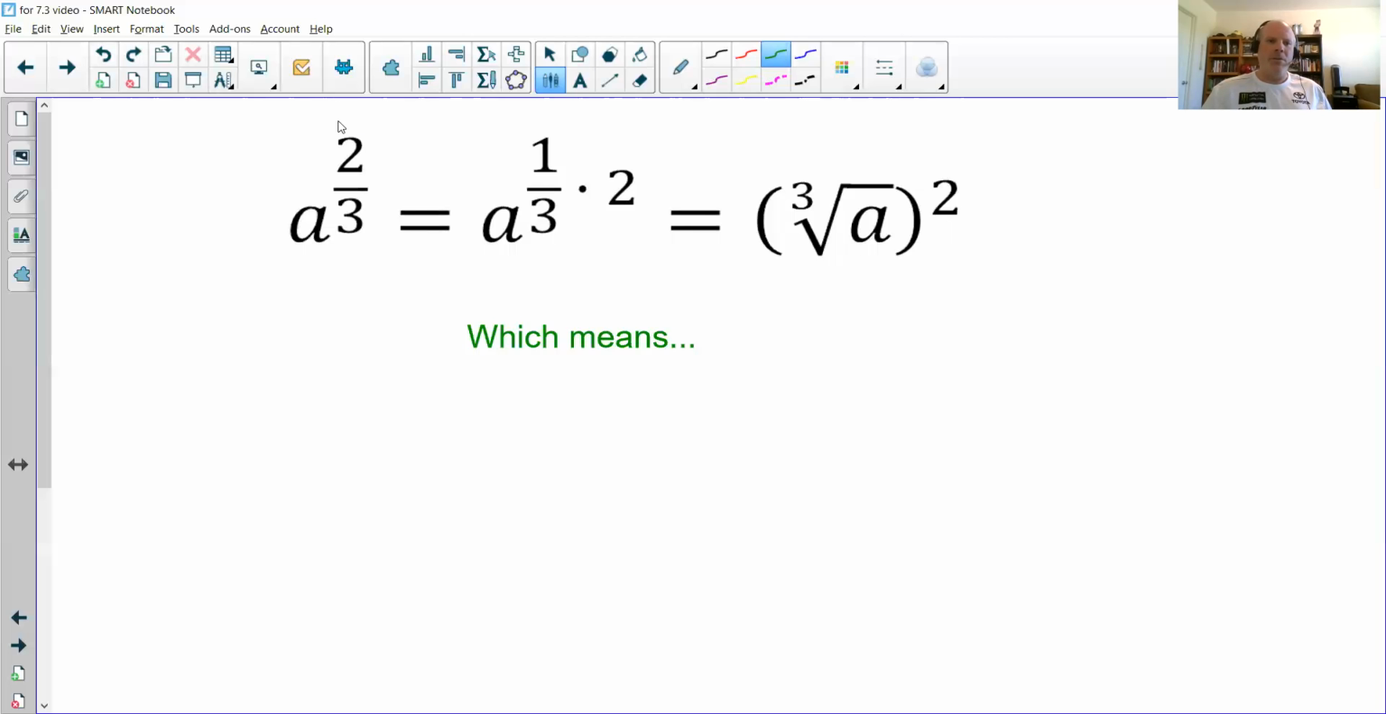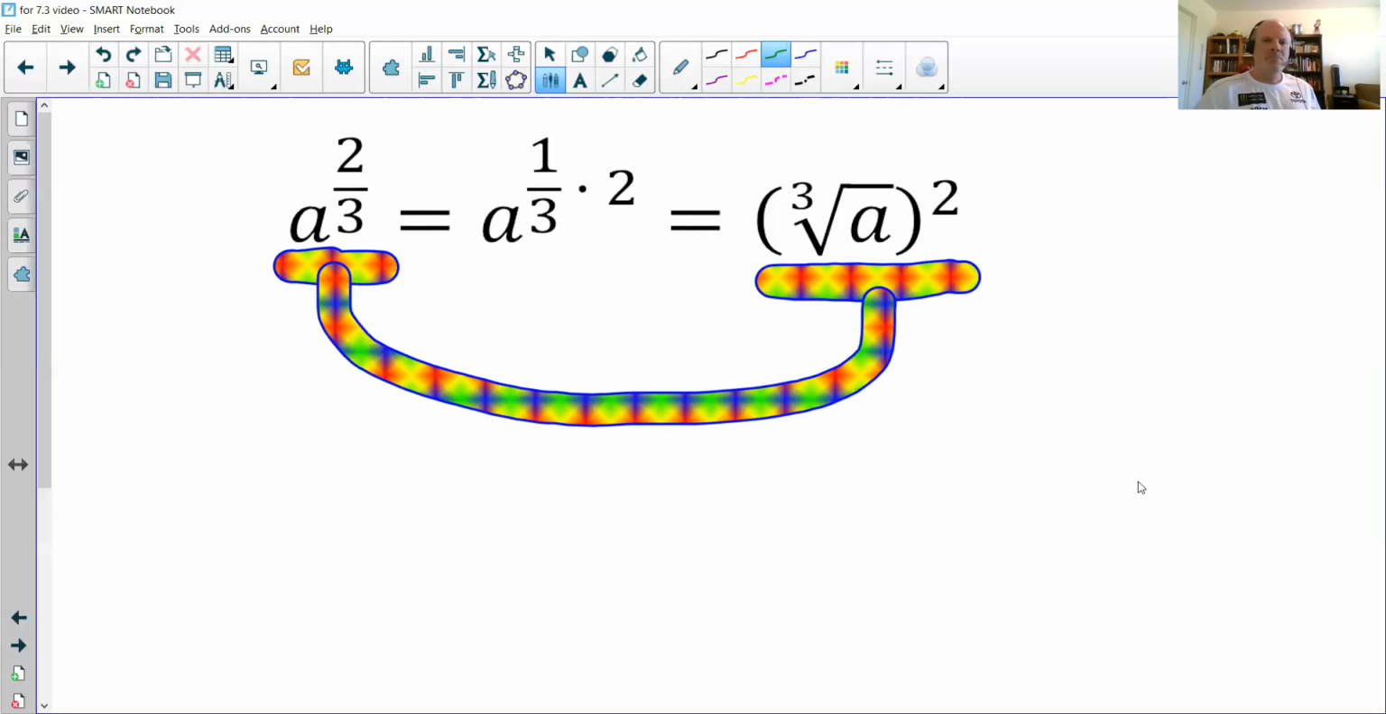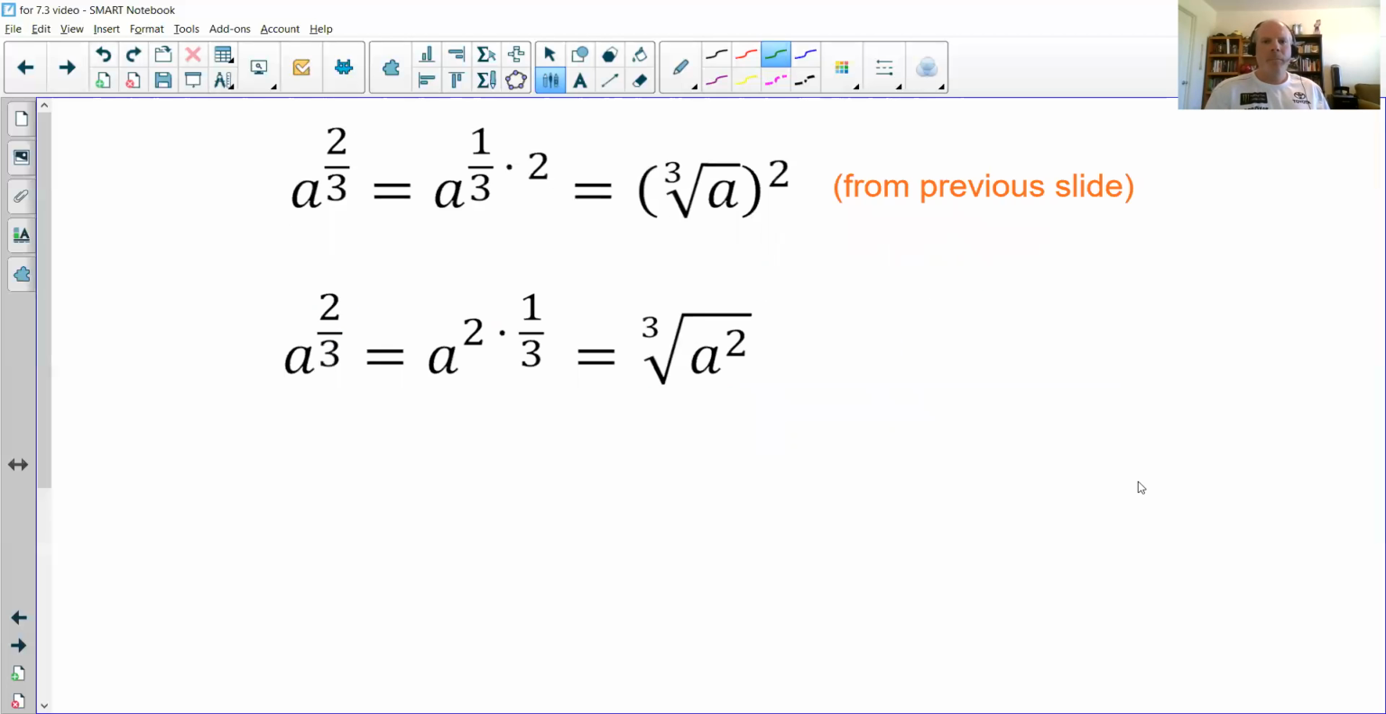So notice what happens to both the numerator and the denominator. The denominator becomes the index of the new radical, and the numerator stays as an exponent. We can also write this a different way. So this top row is from the previous slide. It's what we just said.